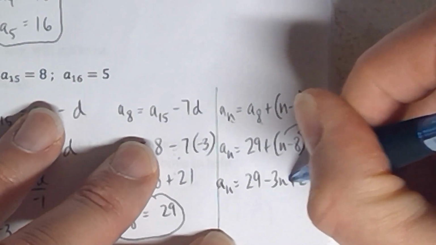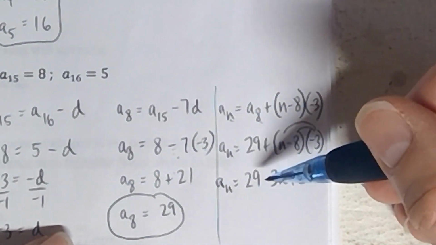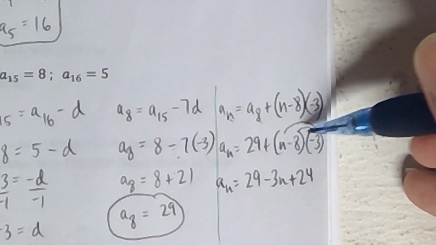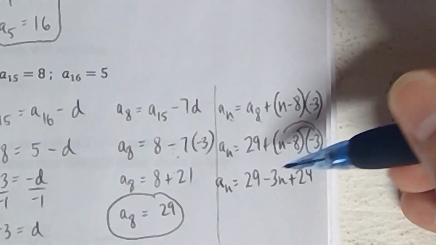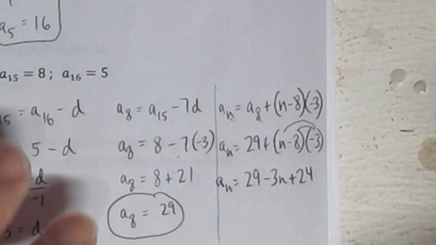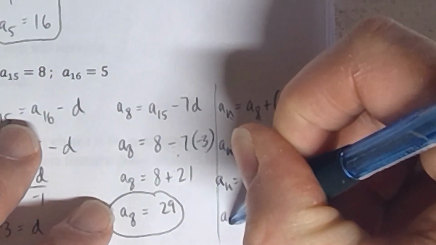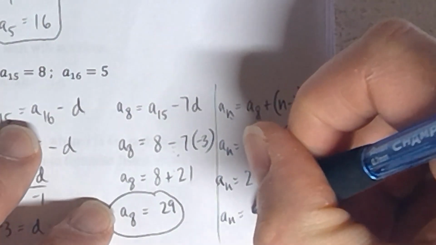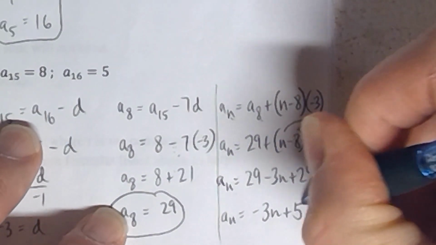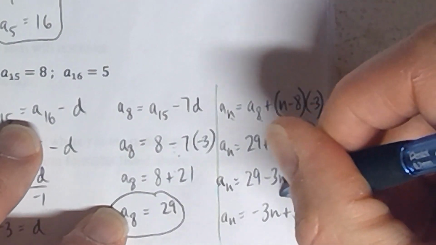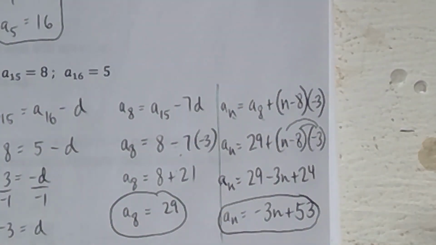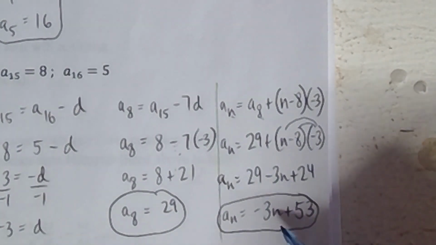And like I said, when you're distributing here, you want to put either a minus or plus in front of each answer from the two multiplications that you do here when you distribute. And so since this was negative, I got a minus. And since this is positive, I put a plus. After you distribute, you combine like terms. So the final answer is going to be -3n plus 53. 29 plus 24 is equal to 53. And there you go. And you will get this answer right here at the bottom.